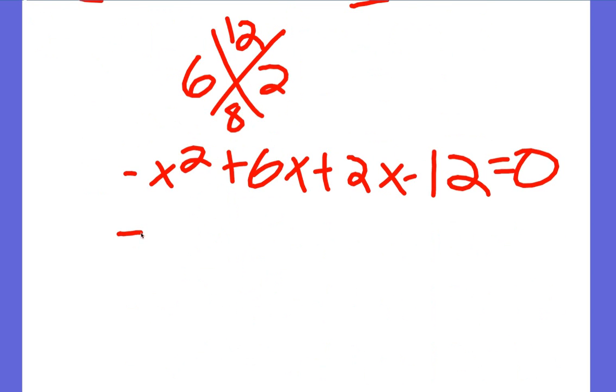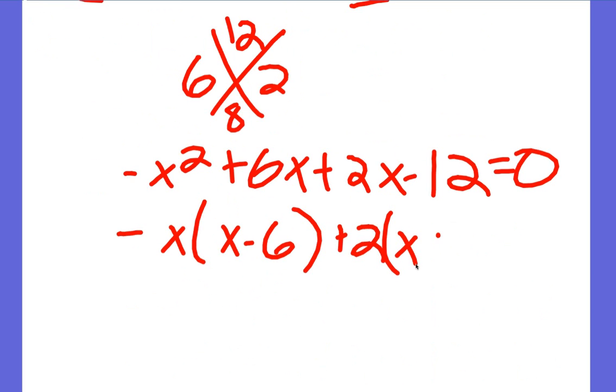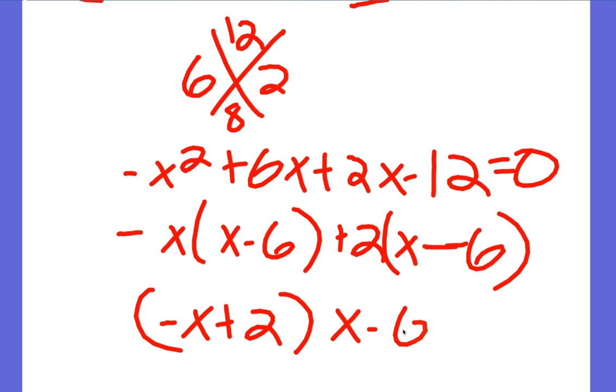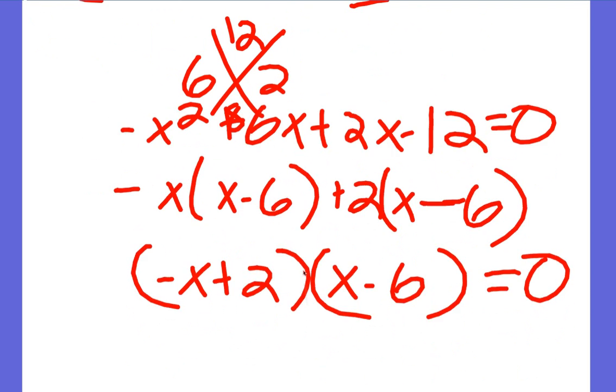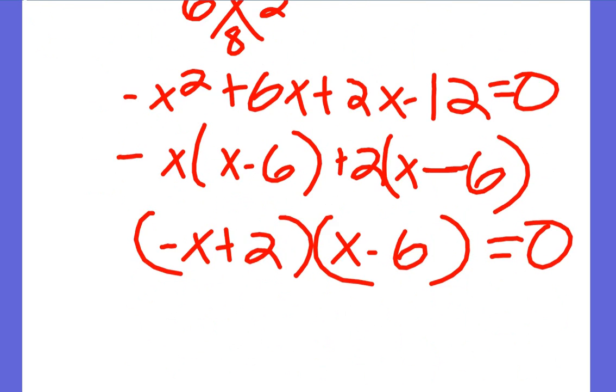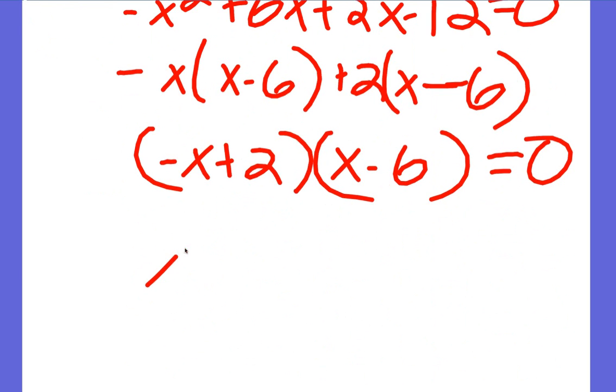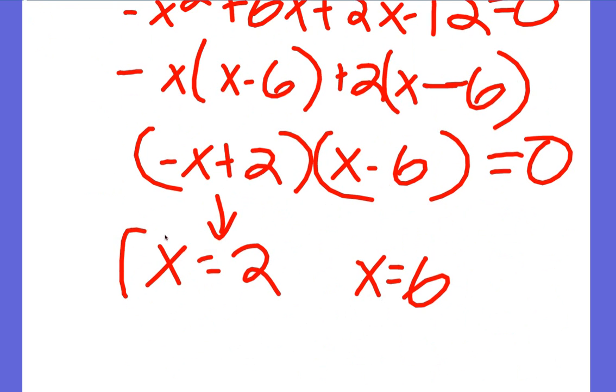And we're going to pull a negative x out of the first two and end up with x minus 6. We're going to pull a 2 out of the second two and end up with x minus 6. Right. So finally we get negative x plus 2 for the first factor and x minus 6 for the second. And again, these are actually equal to 0. So for our x values of intersection where they cross, we're going to get x equals 2 from this one and x equals 6 for the other one.